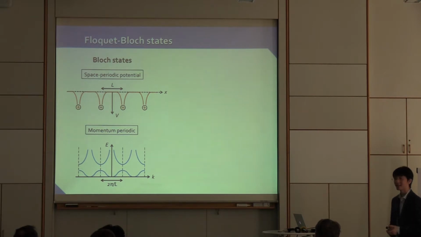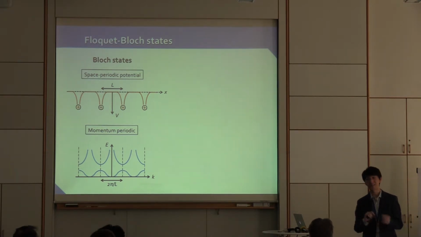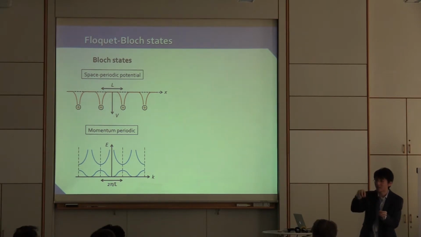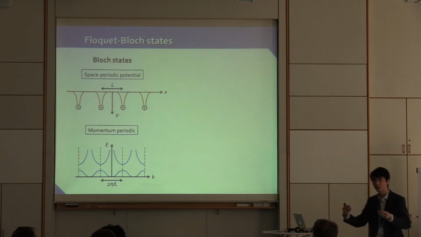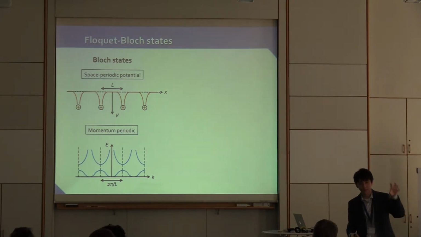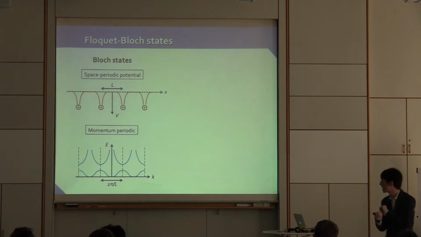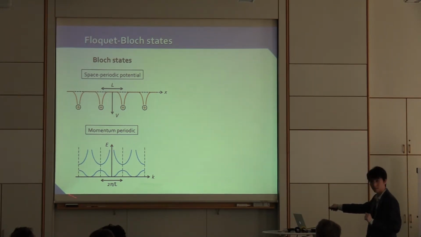So we know that in condensed matter physics, we deal with crystalline solids, where the atoms are periodically arranged in space, like this. So there is a space periodic potential. Because of the space periodic potential, we can have an energy dispersion that is periodic also in momentum. Space and momentum are canonical conjugates, so they can have periodicity. This is called the Bloch states.